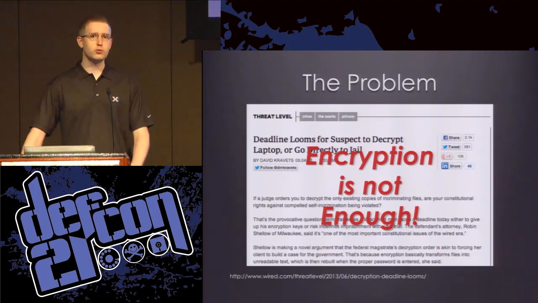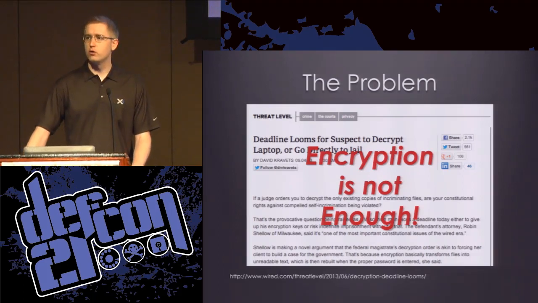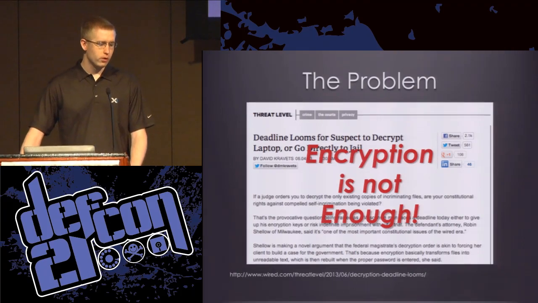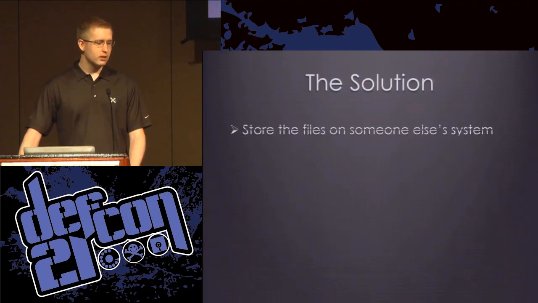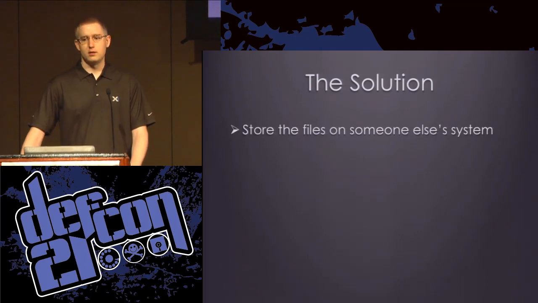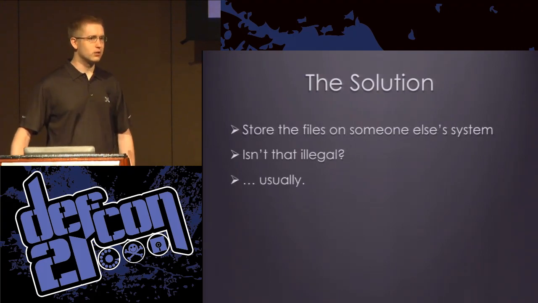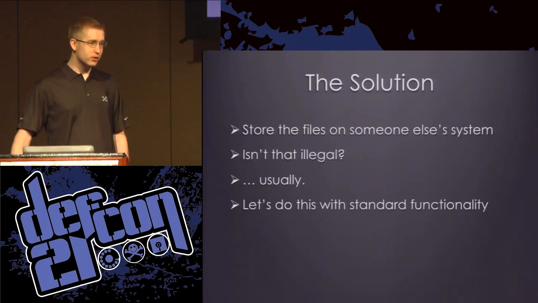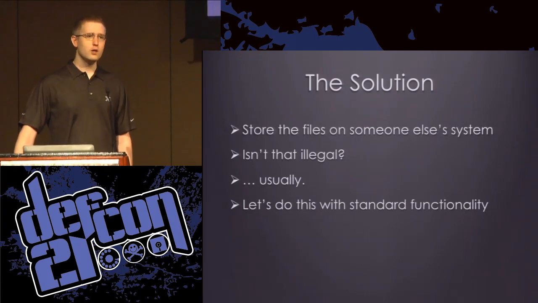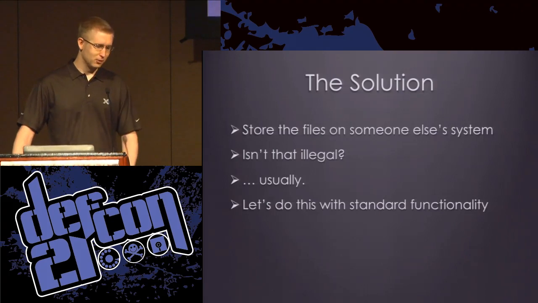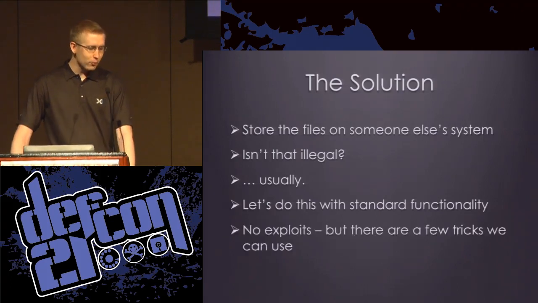So if we can't simply store the files encrypted on our own systems, what can we do? The first thing that comes to mind: store the files on someone else's system. That way if your system is seized, then the files aren't there. The problem is that that's usually illegal. So what I want to do is look at a way to do that with standard functionality in a way that's at least less illegal. Mostly legal. So the way we do this is standard functionality, no exploits.